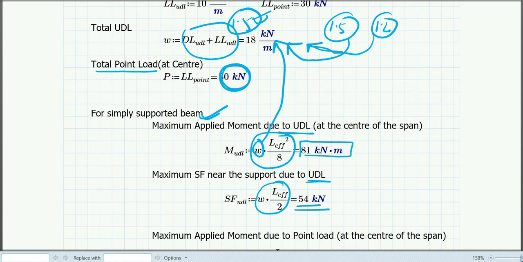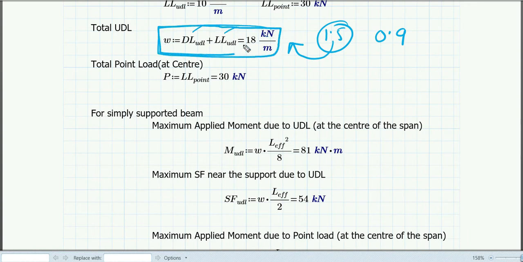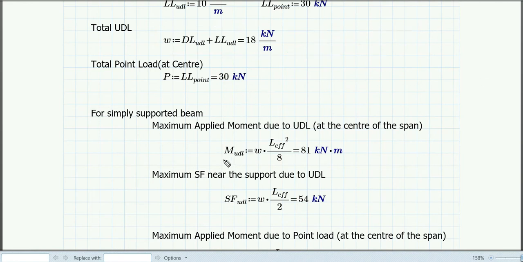Okay, so here we have multiplied the partial safety factor at the later stage, but if for dead load and live load the partial safety factors are different, suppose for dead load it is 0.5 and for live load it is 0.9, in that case this multiplication of the partial safety factor you have to do at this stage itself, not at the later stage. Okay, so now let us find out the maximum moment. This is 81 kilonewton meter and shear force is 54. The shear force is near the support, and the moment is at the center of the span.